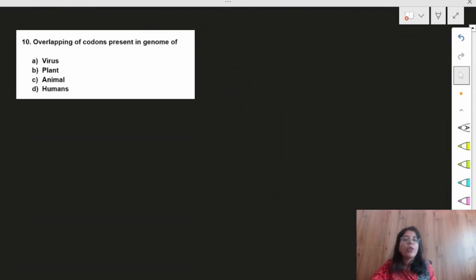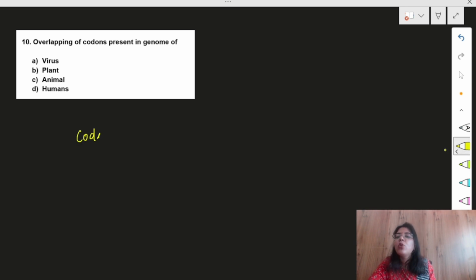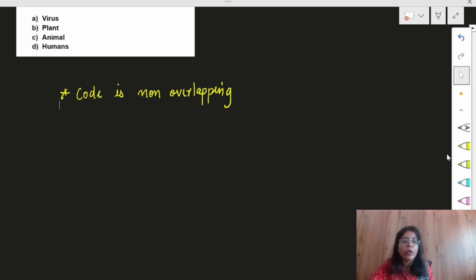Now last question for the day. Overlapping of codons present in genome of. This question is a little bit out of NCERT, but I want to add some odd questions also so that you can understand the overall concept of the chapter. You have learned one thing, that code is non-overlapping. Or let's suppose you have learned about salient features of genetic code. You have learned so many features, so out of that, if you consider overlapping, what is the meaning here?